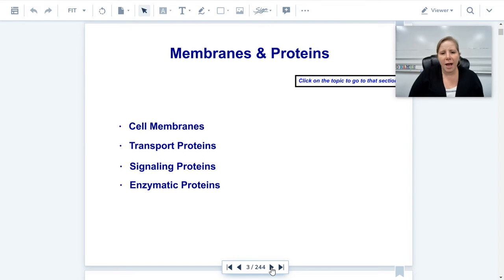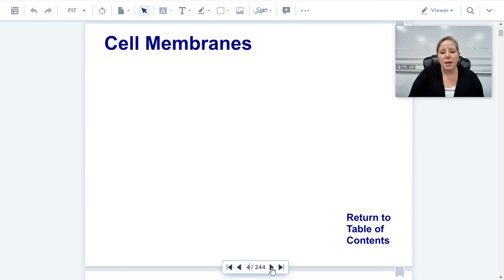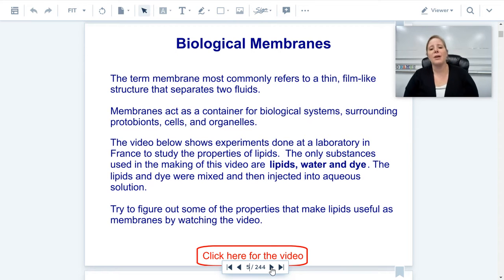We're going to get through about half of that in this video, and then transport proteins, signaling proteins, and enzymatic proteins. So a couple of different kinds of proteins. Cell membranes first. A membrane refers to a thin film-like structure that separates two fluids.